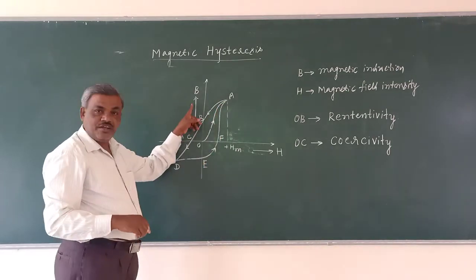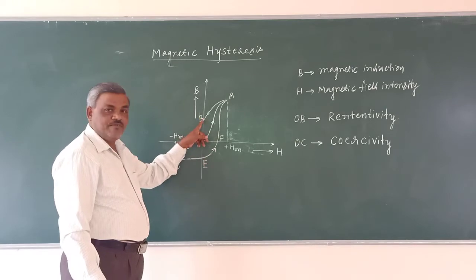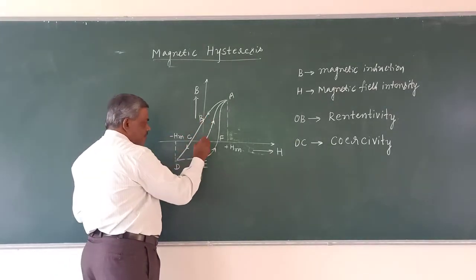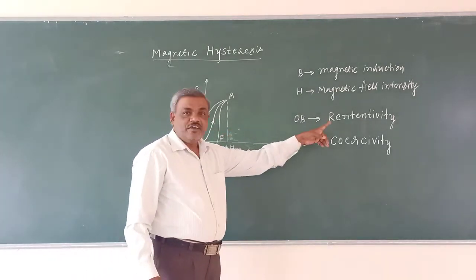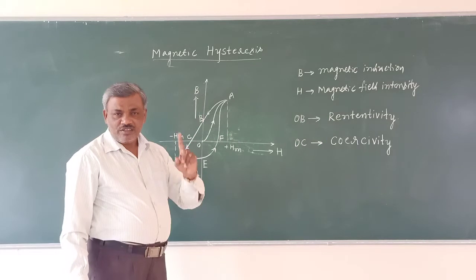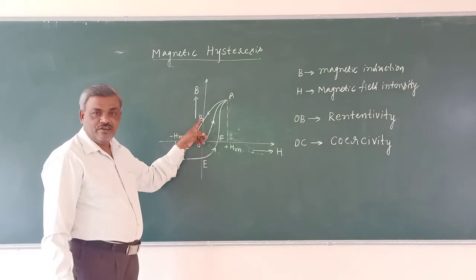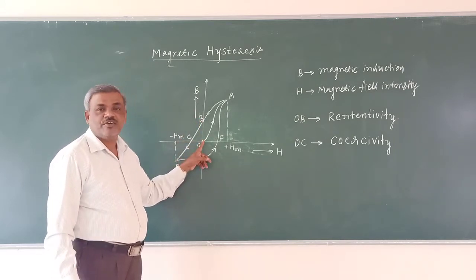Then the magnetic induction takes the path OB. In the graph, this portion OB is called retentivity. What does retentive mean? The value of magnetic field B has a certain value, but H may be 0.